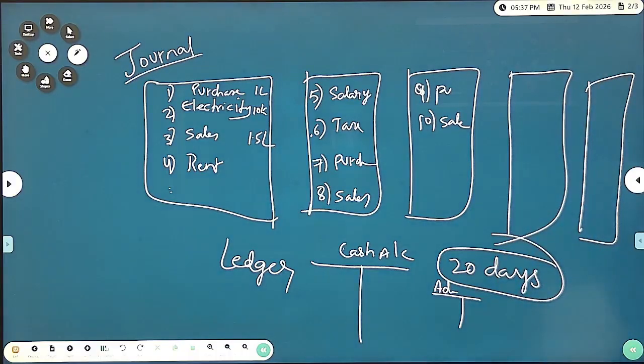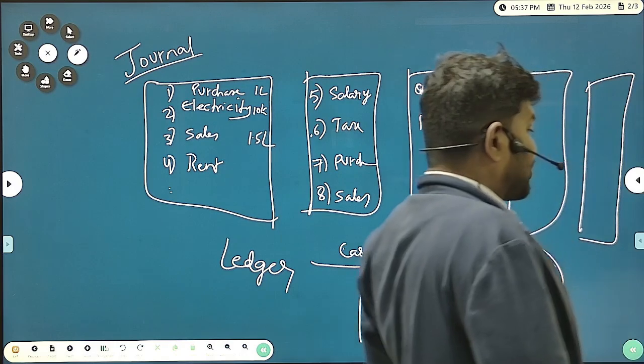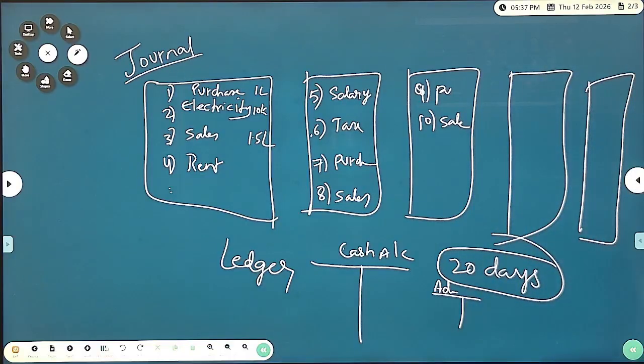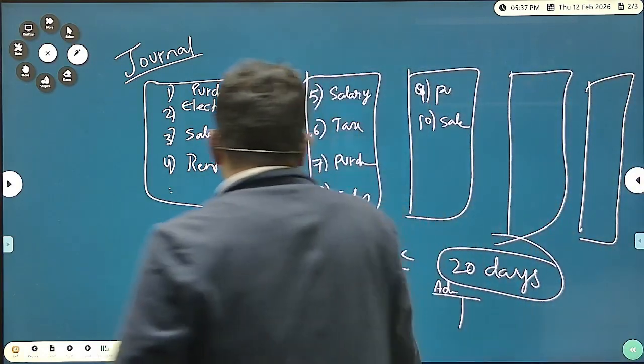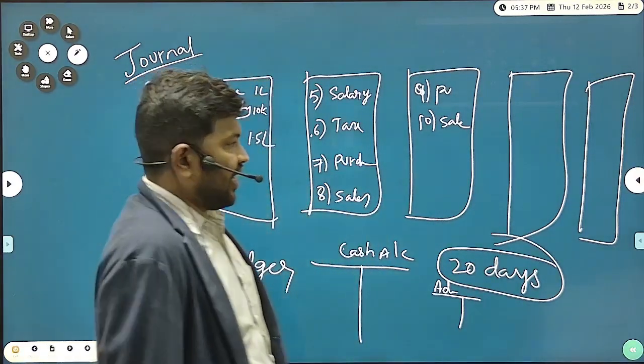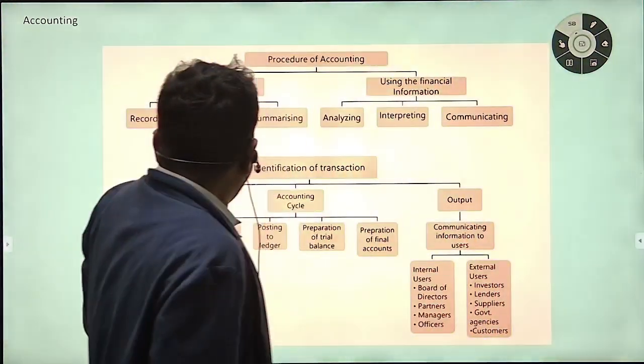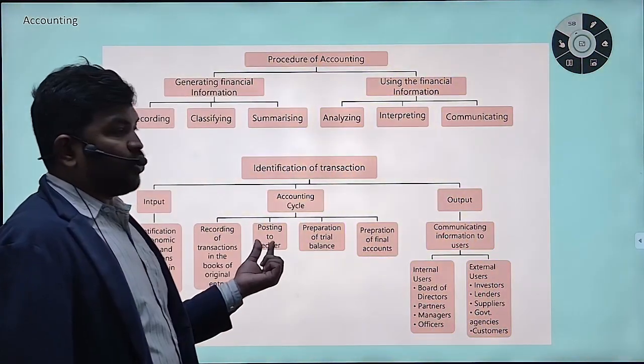Hit the thumbs up button. What is the main reason, why do you actually open this ledger? This is the second part of accounting. First is journal, second is ledger. Okay, and then recording of transactions, posting to ledger.